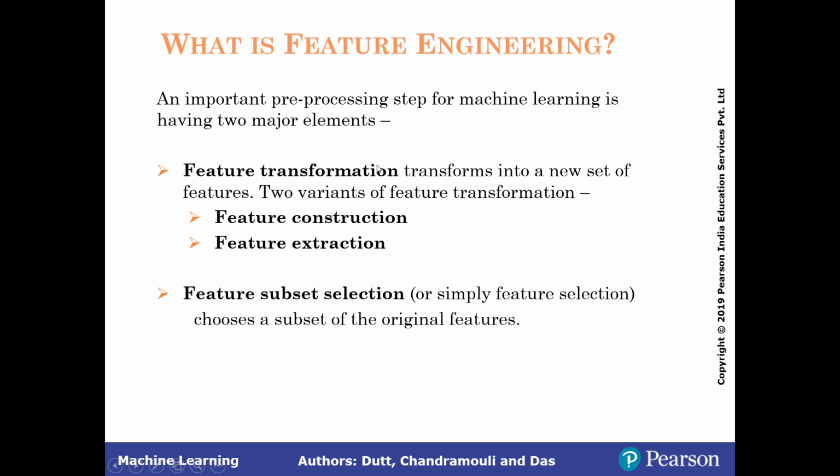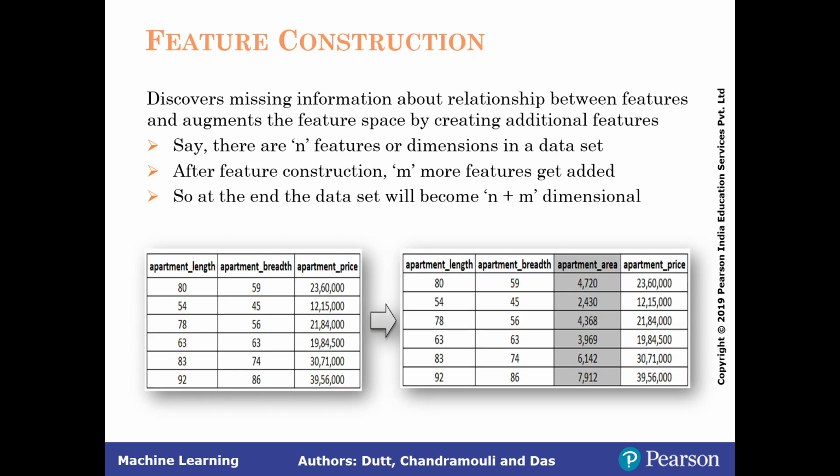Coming to the first thing, feature transformation: transform into a new set of features. We will perform some operations, which is what is known as the feature engineering concept, and thereby you get an updated set. Again, in feature transformation there are two types: feature construction and feature extraction. Construction means you construct new features. Extraction means you extract new features from the existing features.